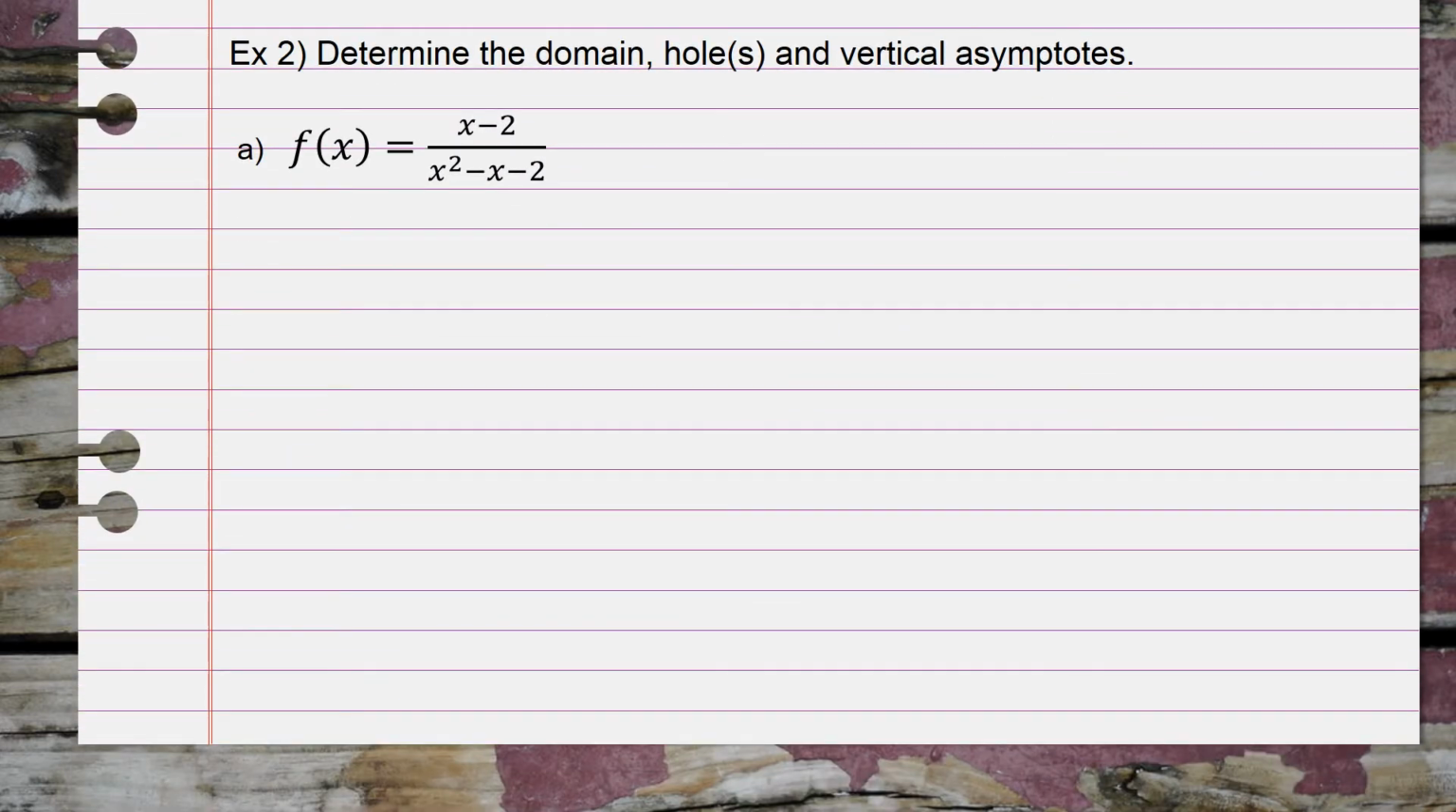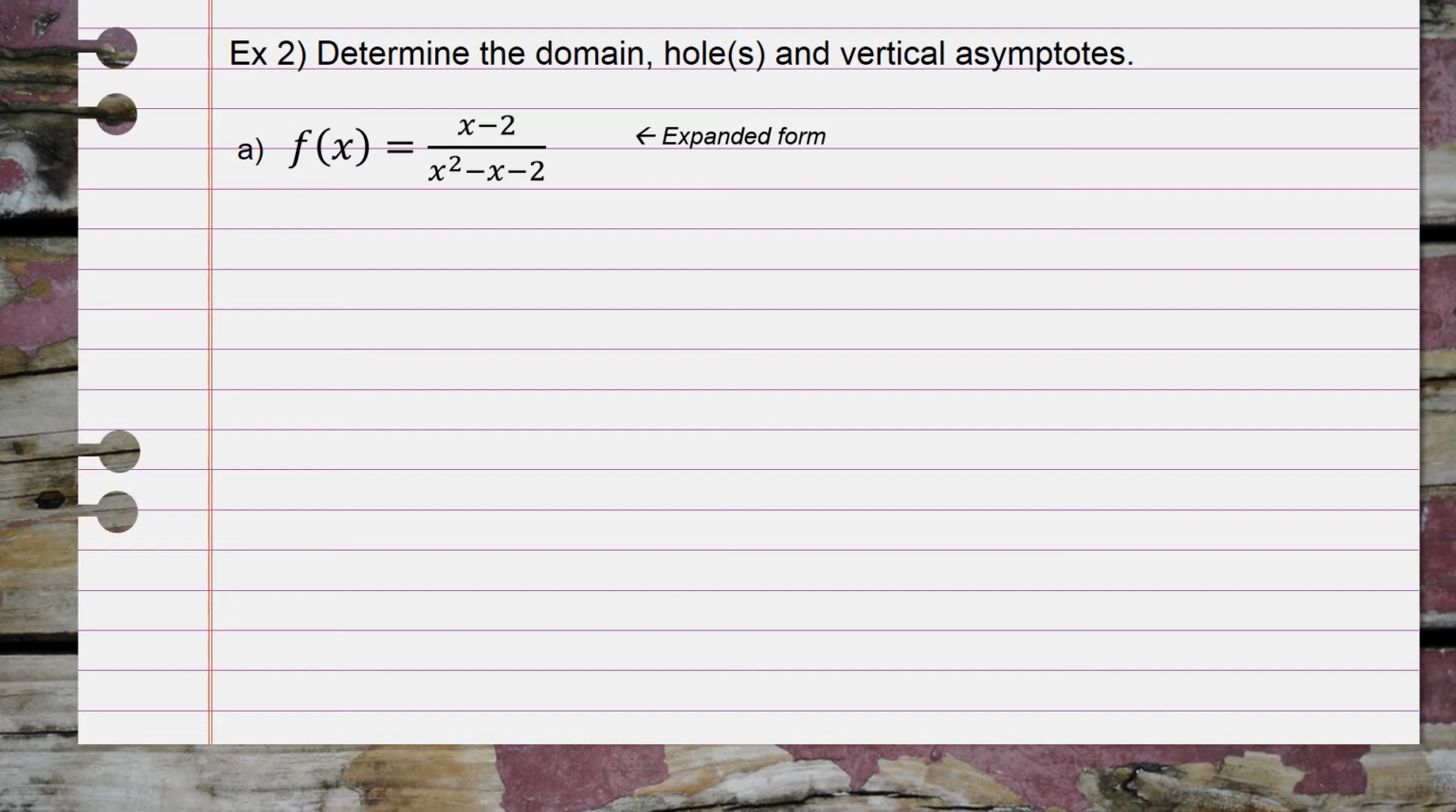Example 2. Determine the domain, holes, and any vertical asymptotes. For A, we have the function f of x equals, in the numerator, x minus 2, and in the denominator, x squared minus x minus 2. Now, this is written in what's known as the expanded form. Expanded form simply means you see the highest degree. Everything's already multiplied out, nothing is in factored form.